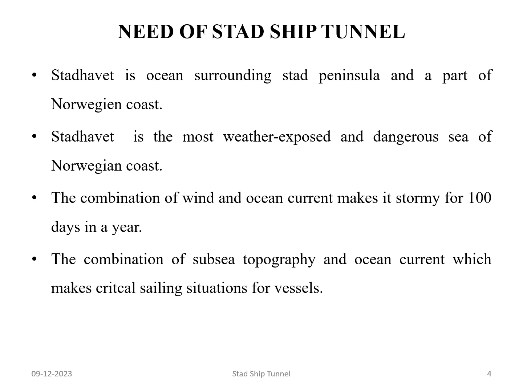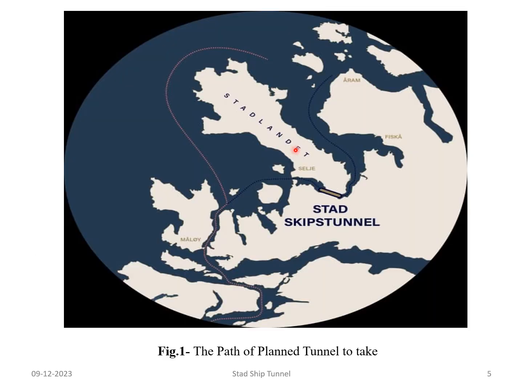The combination of subsea topography and ocean currents makes a critical sailing situation for vessels. The movement of ships through this sea is not safe, and ships have to wait a few days for clearance to approach the closest harbor. This land surface is called Stad, and the water surrounding the Stad is called Stad Sea.